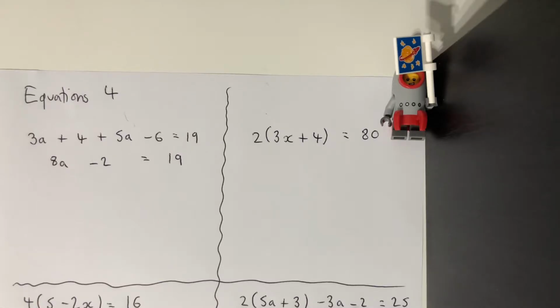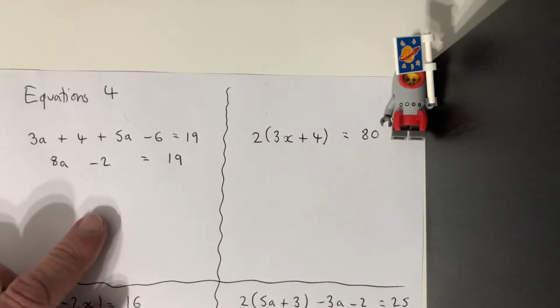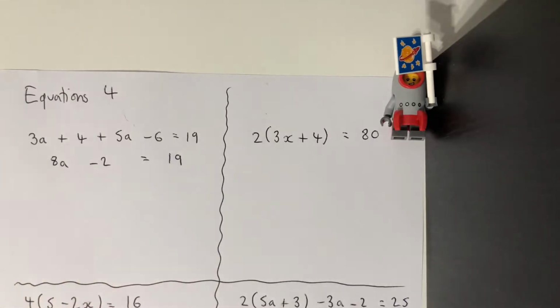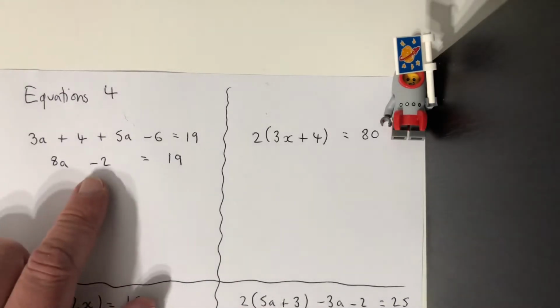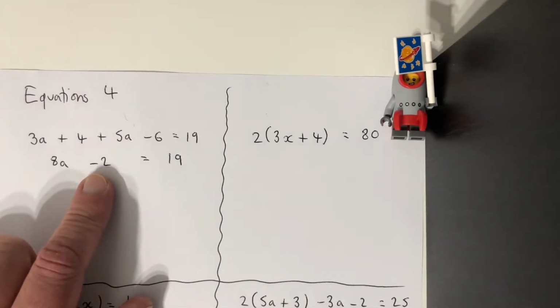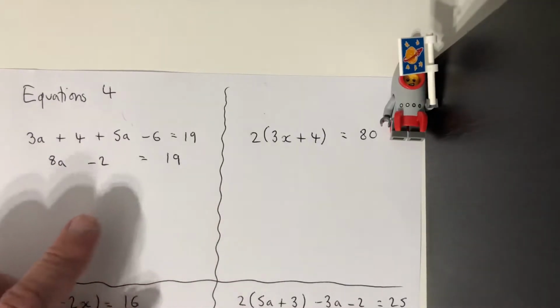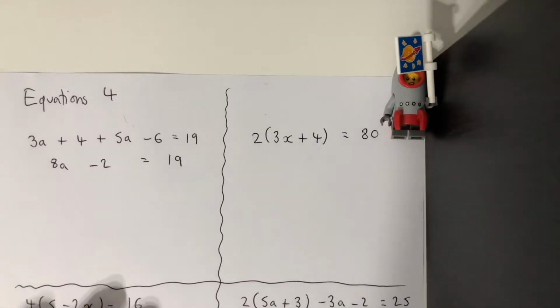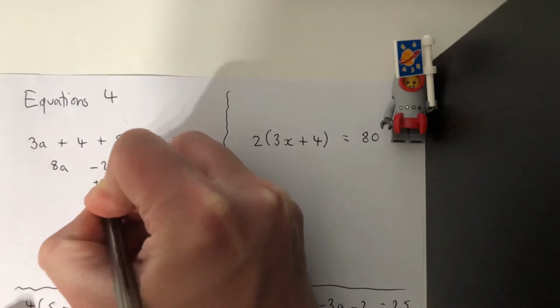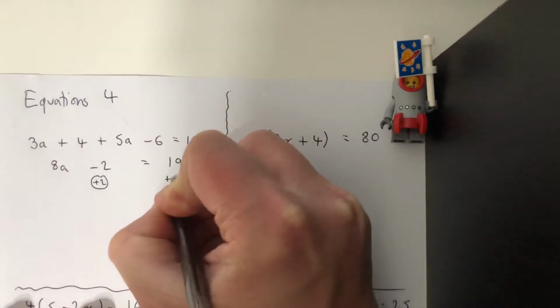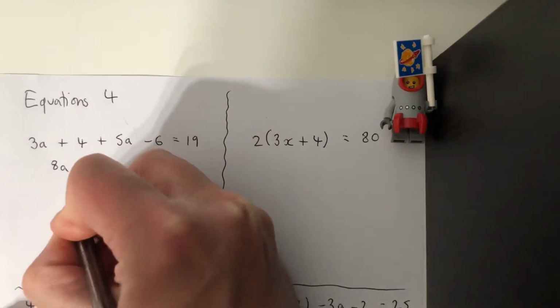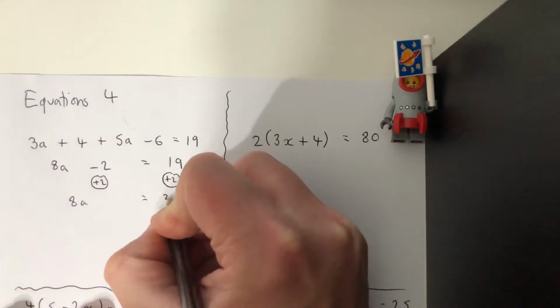So what we need to do is, remember I said about different ways of doing this last lesson, but in this case, probably the easiest is to do the opposite of what's already been done. So it's already had take away 2, something take away 2 is 19. We need to undo that by doing the opposite. So what I'm going to do is add 2 to both sides. If I do that here, I end up with 8a equals 21.